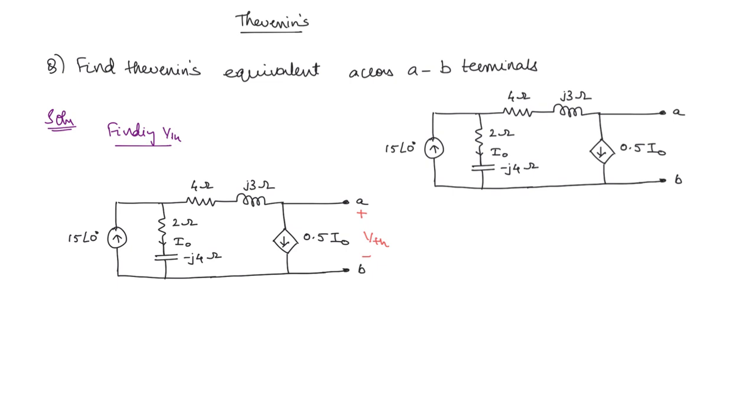Now if you see at this node, applying KCL at node 1, what will you get? You can see that 15 angle 0 is entering, I0 is leaving, and this 0.5 I0 is leaving here. Since this is open circuit, the current through this also will be 0.5 I0. So 15 angle 0 degrees is equal to I0 plus 0.5 I0. This means that I0 is equal to 10 angle 0 degrees.